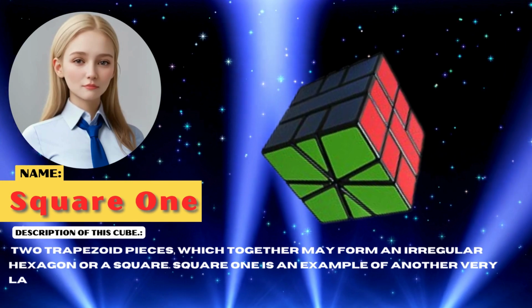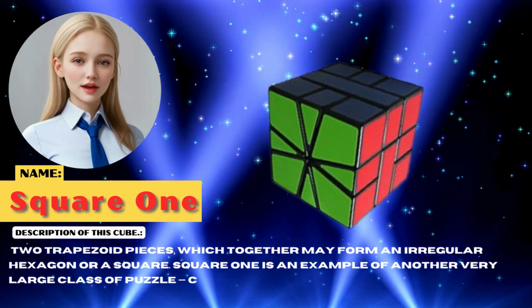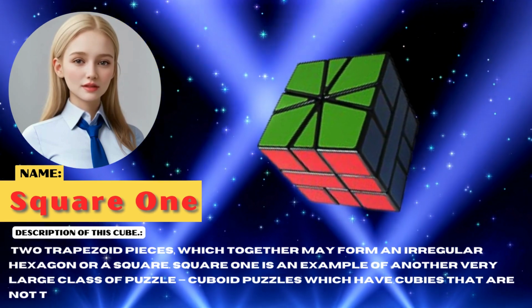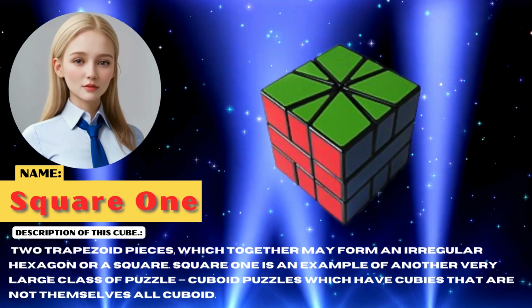Square 1 is an example of another very large class of puzzle, cuboid puzzles which have cubies that are not themselves all cuboid.